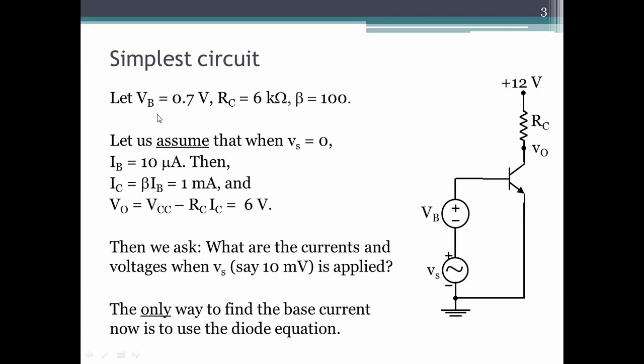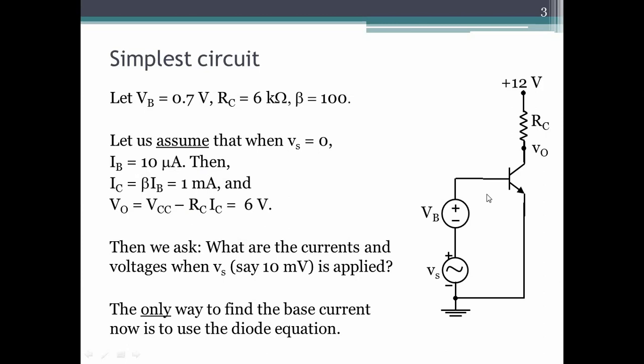So let's assume that the DC VB is 0.7, RC is 6 kilo ohm, beta is 100. And let us assume, because we don't know, as we've discussed before, that when Vs is equal to 0, IB is equal to 10 microamps. This is an assumption, we live with it. Then IC is beta IB, 1 milliamp, and VO is 6 volts, so the transistor is placed in the active region.